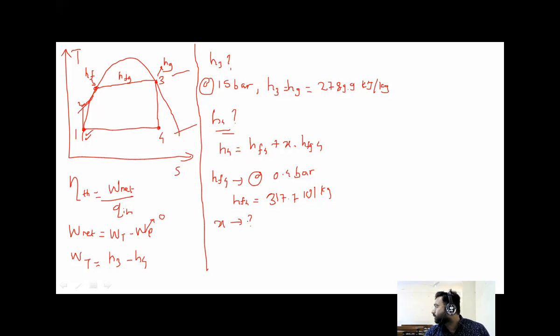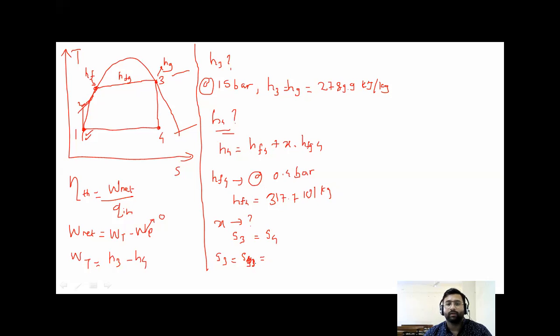Now how to calculate X? That is a very tricky question again. Please pay attention, this is new to you. For that, we have to take advantage of this isentropic process. In this isentropic process, entropy at point number 3 will be equal to entropy at point number 4. Because this is an isentropic process, entropy will remain constant. Now, what is entropy S3? S3 is nothing but Sg3, that is the entropy of dry saturated condition at point number 3.